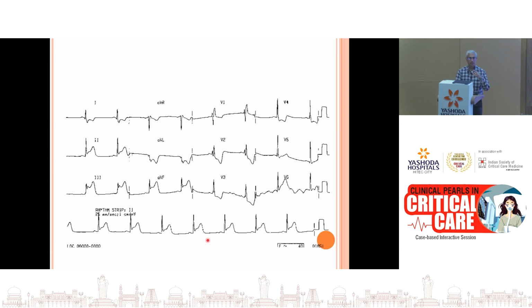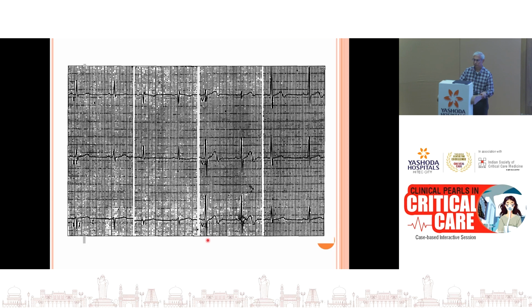And what does this ECG show? There's acute inferior wall MI because there's ST elevation in lead 2, 3 and AVF, and there is reciprocal ST depression in 1 and AVL.